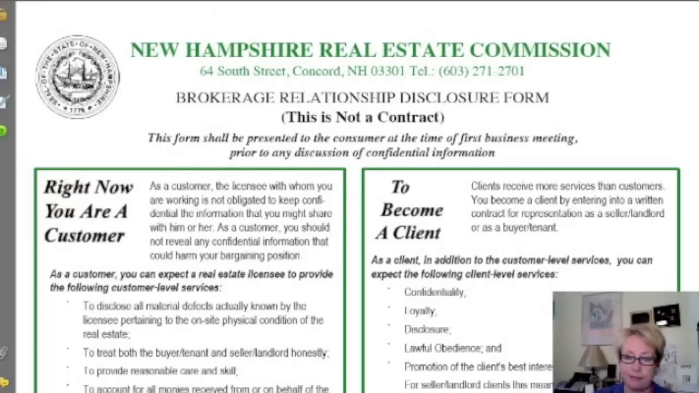Thought I would take a few moments and go over the required New Hampshire Real Estate Commission brokerage relationship disclosure form. The important thing about this form is that it is not a contract, and it says this right up front.